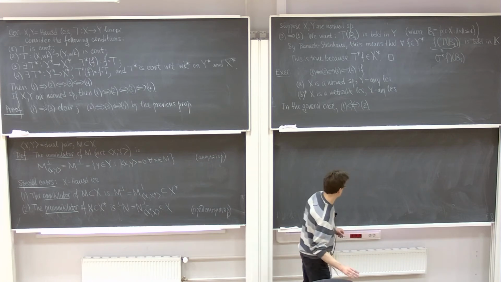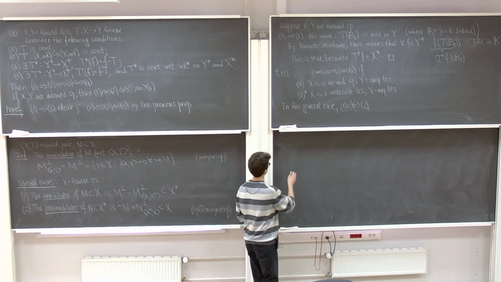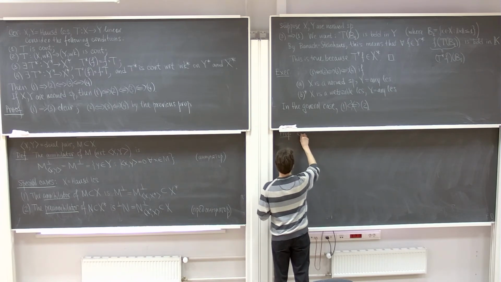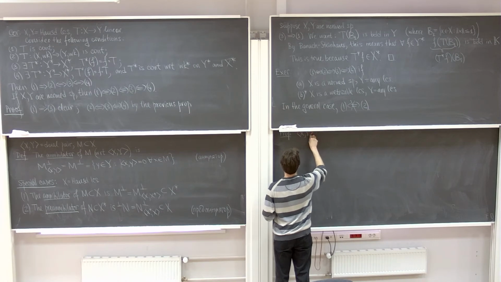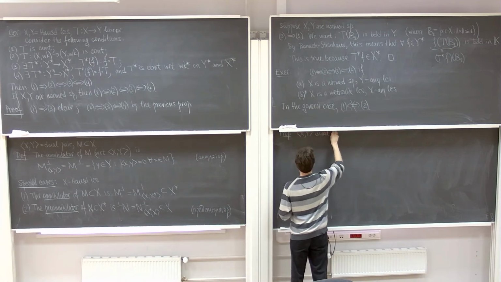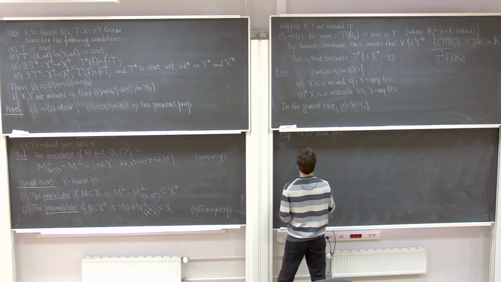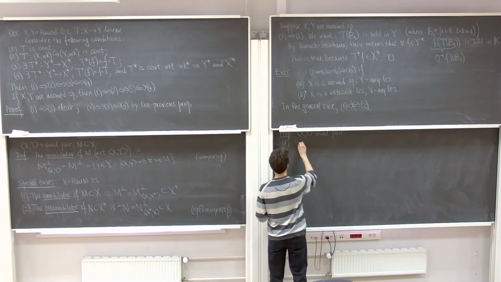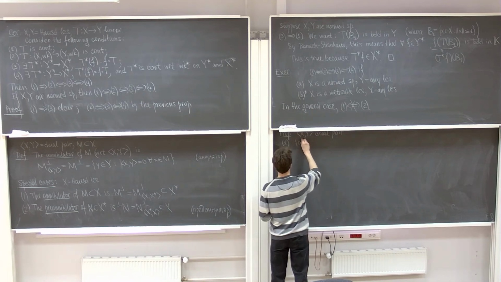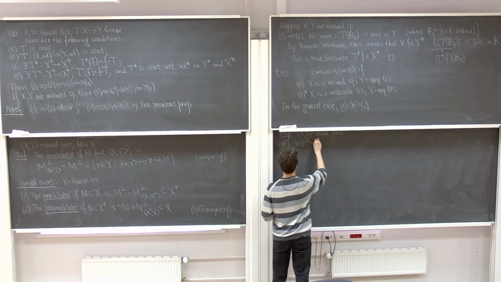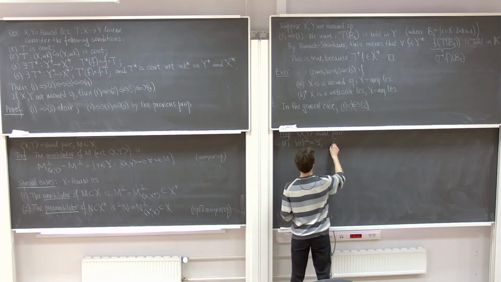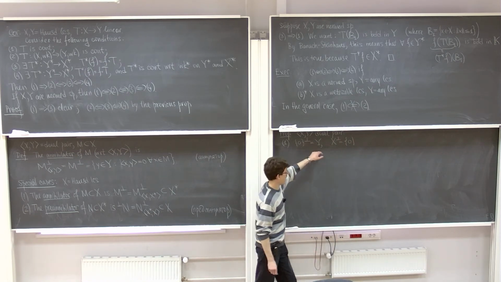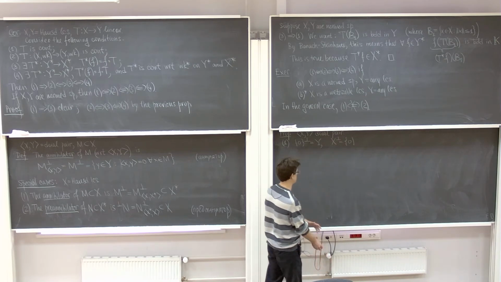Let's look at some simple general properties of annihilators. We have the following proposition. Suppose that X and Y is a dual pair. Then, if you take the 0 subspace in X, then the annihilator is Y. And the annihilator of X is 0. This is clear, and this follows from the fact that the pairing is non-degenerate.